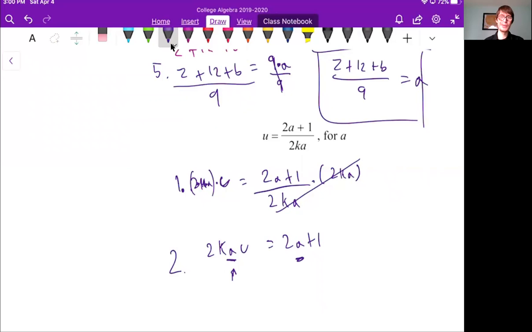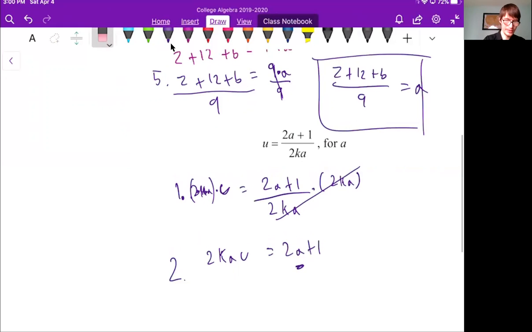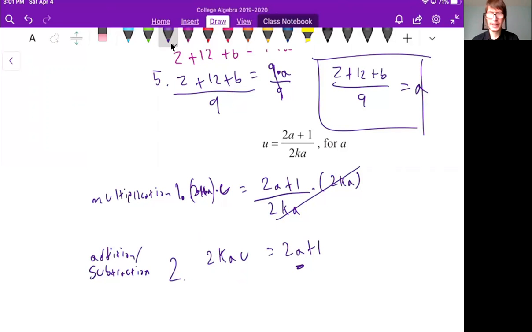Well, I could divide, but that is the exact opposite of what we just did in step 1. I don't want to undo my steps. So instead of dividing, let's see if we can subtract something. Step 1 is usually going to involve multiplication. Step 2 is usually going to involve subtraction, or addition. It could be addition or subtraction. So let's just add that for clarity's sake, just in case the variable we're working with is a negative number.